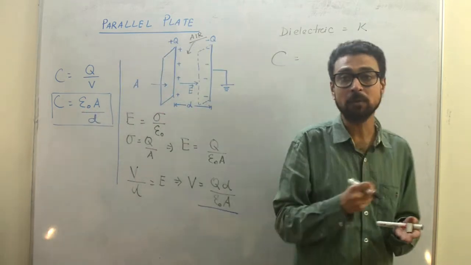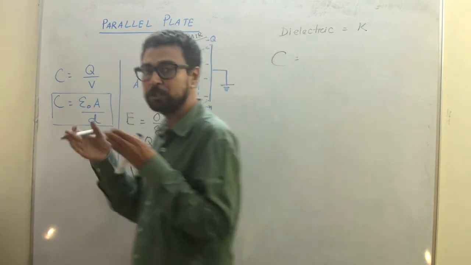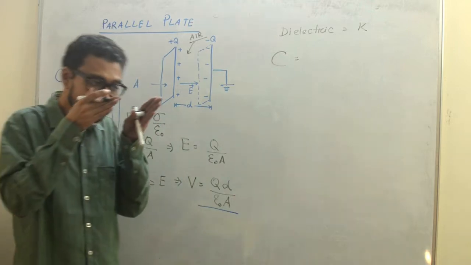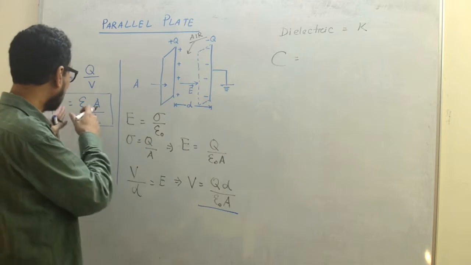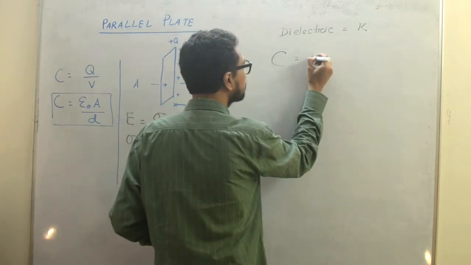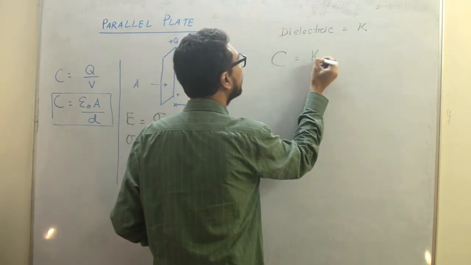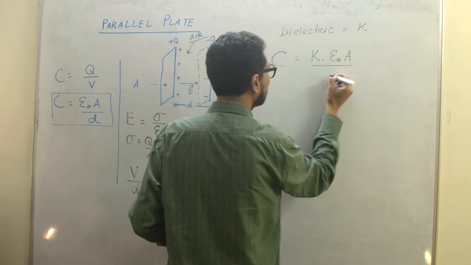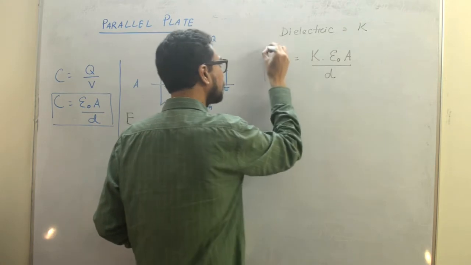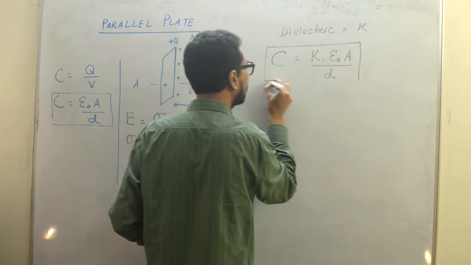The capacity of that space for holding charges increases. That means it will hold more charges due to mutual induction. So the effective capacitance will increase, and that's the reason why the expression for this will be K into epsilon naught A by D. There will be some other situations. I'll come to them one by one.